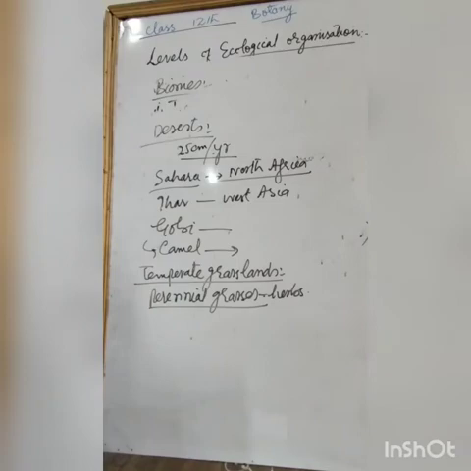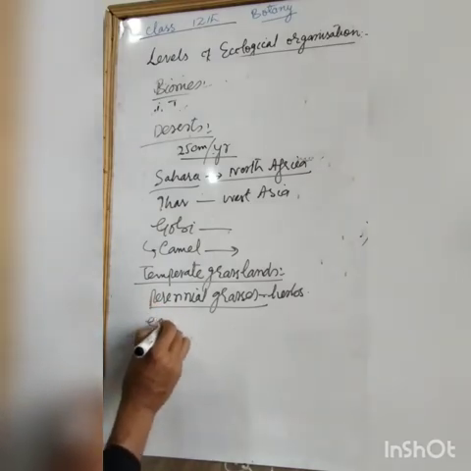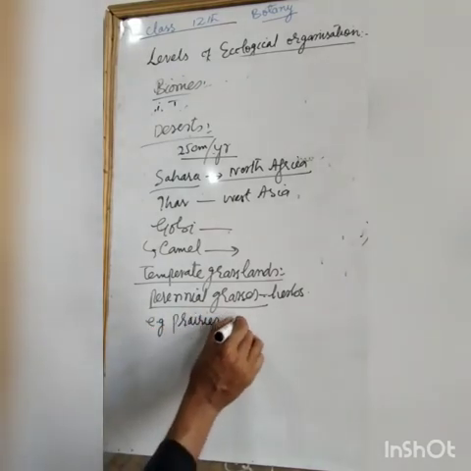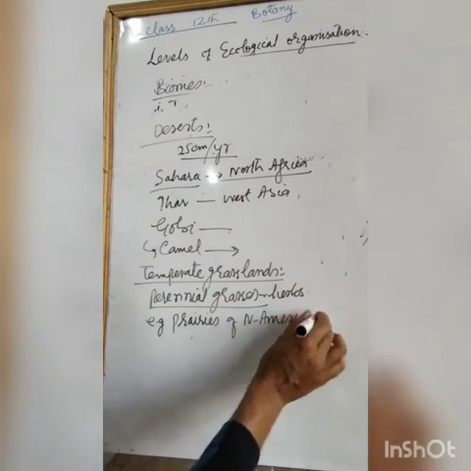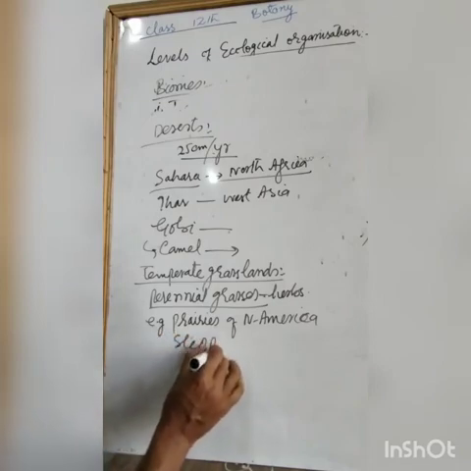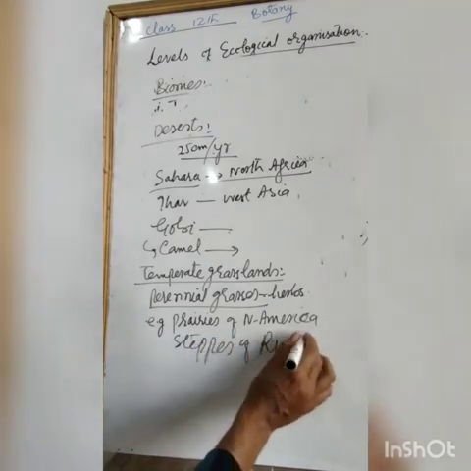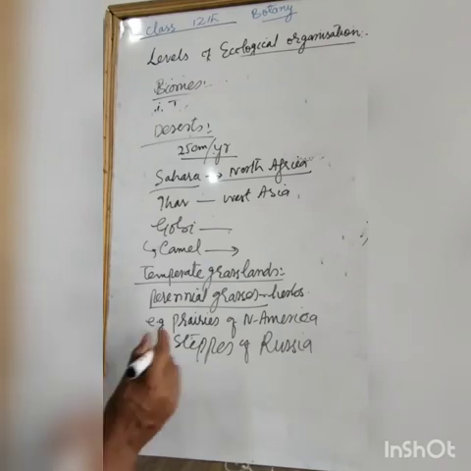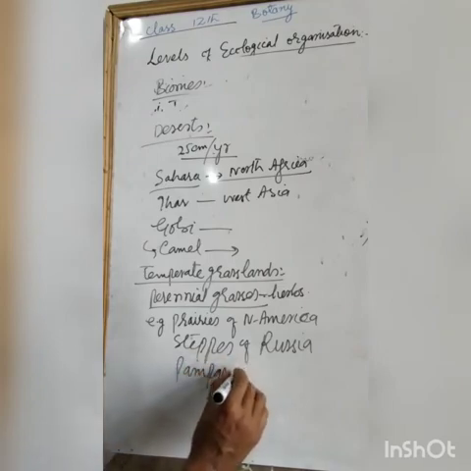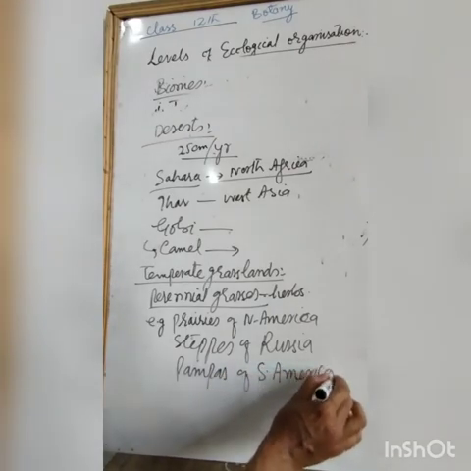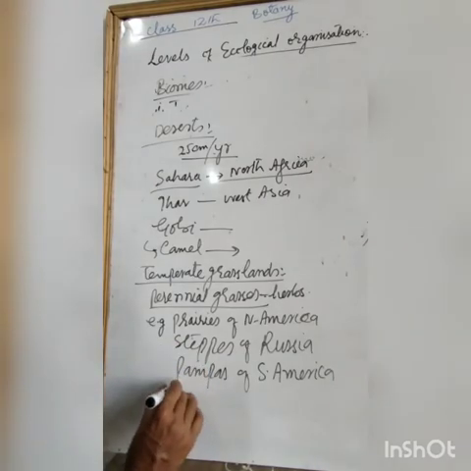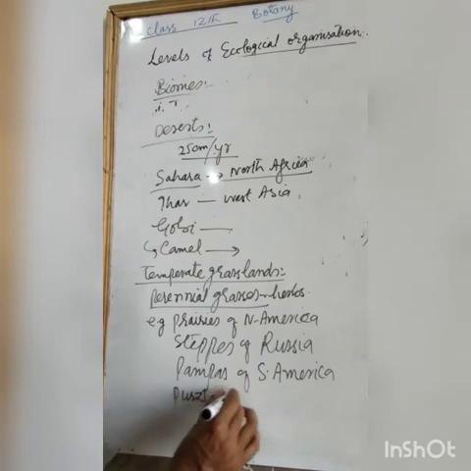They have different names in different parts of the world. These temperate grasslands: there are prairies of North America. You have to remember this, this is temperate grassland of North America. Steppes of Russia, in Russia they are called steppes. And they are called pampas of South America, and Pustas of Hungary.